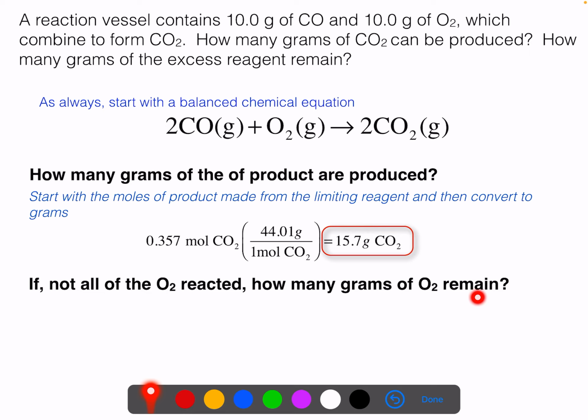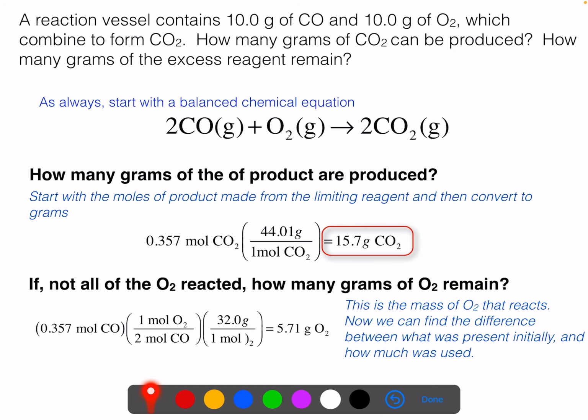The next question says, if not all the O2 reacts, how many grams of O2 remain? Well, how do we find this out? First, we have to figure out how much O2 would react. And we can do this now. This is a similar stoichiometry problem. We know how much carbon monoxide reacts, all of it. And so we just have to ask ourselves, how much O2 will react with that much carbon monoxide? And so that's going to look like this, where we start with our moles of carbon monoxide. We're going to do our mole to mole ratio. And then in this case, I just went straight to grams using the molar mass of O2. And we find out that this is the grams of oxygen that react.